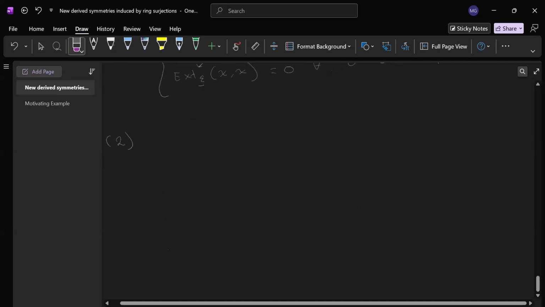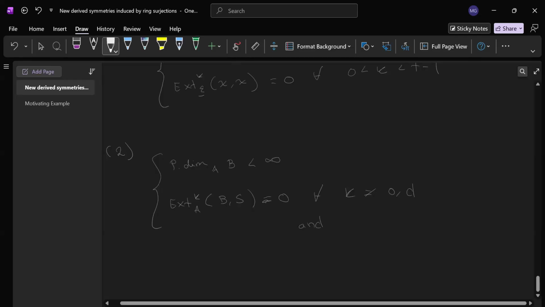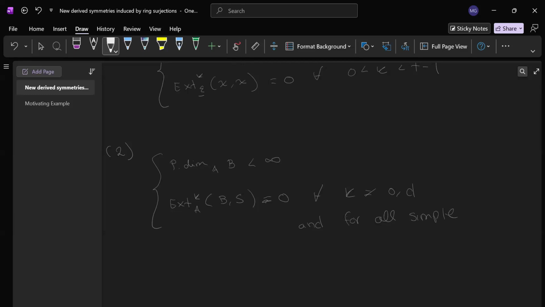and the theorem is stating that this set of assumptions is equivalent to the next set, where we assume that the projective dimension over A of B is finite, and we assume that when we look at the Ext groups over A of B with itself, then we'd like that to vanish. Oh wait, sorry, not with itself, with some simple module S, then we'd like that to vanish for all degrees different than 0 and D, and for all simple B modules S.